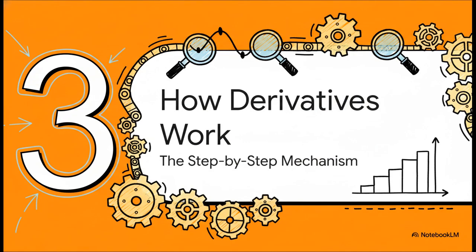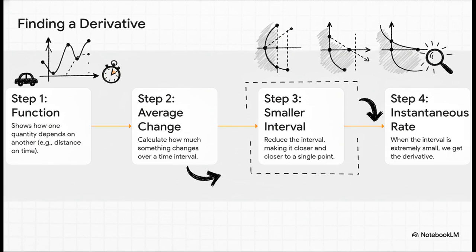Okay, so we know what it is, but how does it actually work? Let's break down the step-by-step mechanism behind this whole idea. It's a really beautiful and logical four-step process. First, you start with a function, which is just a rule that connects two things, like distance and time. Second, you find the average change over a decent-sized chunk of time. Third, and this is the genius part, you make that chunk of time smaller and smaller and smaller until it's almost 0. And fourth, what you're left with is the exact instantaneous rate of change at that single point. And boom, that's the derivative.